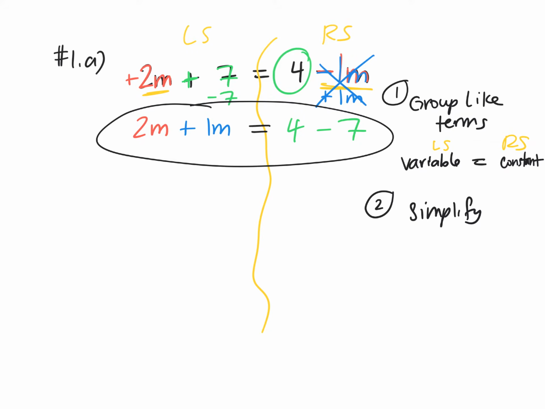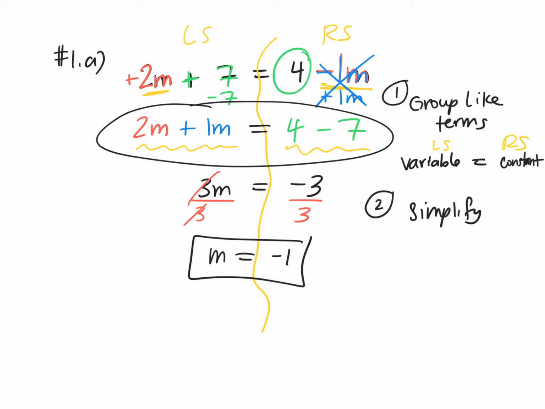Put them together. What's 2m plus 1m? 3m. What's 4 take away 7? Negative 3. Can you solve now for m? What's the last step, Jeno? Divide by 3. That cancels out. M equals -1.